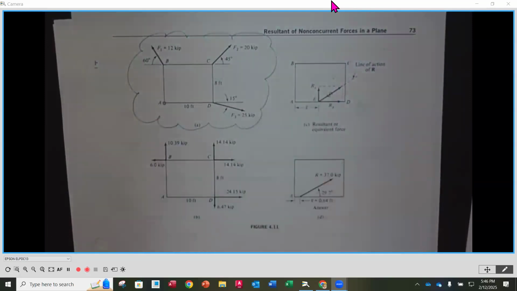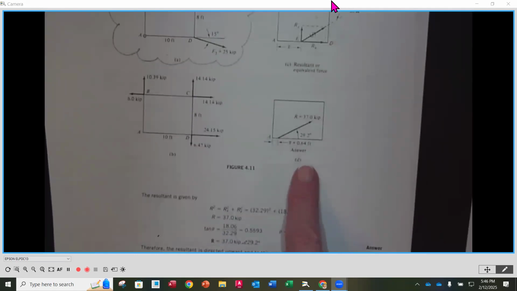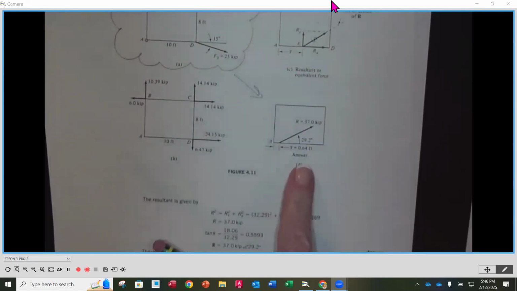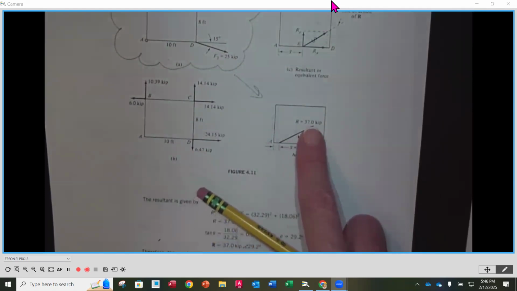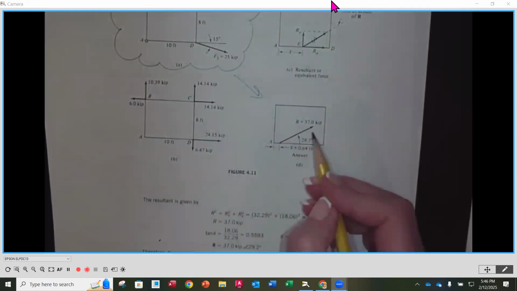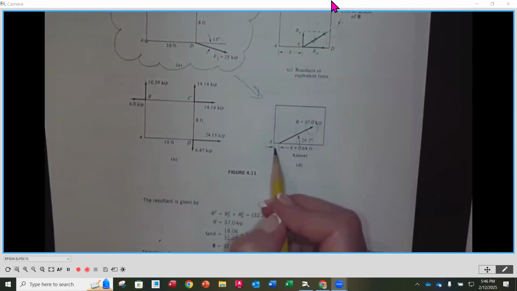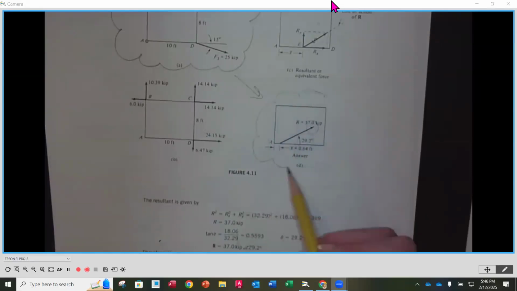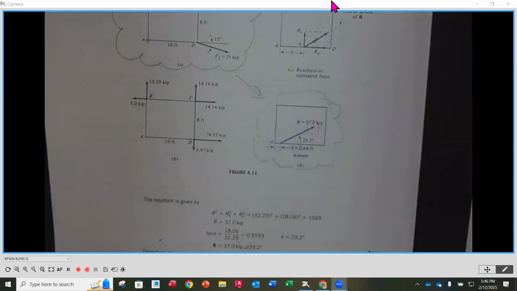Now, looking ahead, I'm going to go down to this final illustration down here. This is where we're headed. This is what we want to find: the one force, the resultant, its magnitude, which should end up to be 37 kips, its direction as identified by the arrowhead and the angle that we see here, and then the distance away from A. Since this is a horizontal distance, we're going to call that X bar. This would be your final illustration, but we've got to do all the work to get there and make sure that we get the same answer.